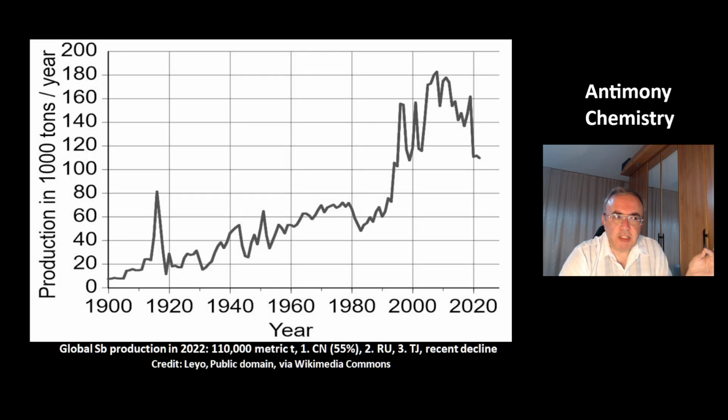This is the global production of antimony in 2022. It was 110,000 metric tons. Number one producer is China with 55% of the production. Number two, Russia. Number three, Tajikistan. And you can see recently there was a decline, and this is because of stricter environmental regulations in China.